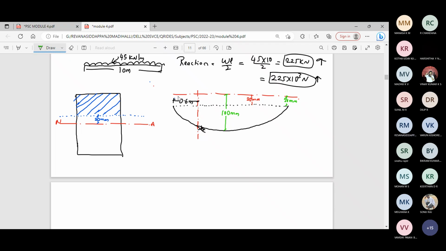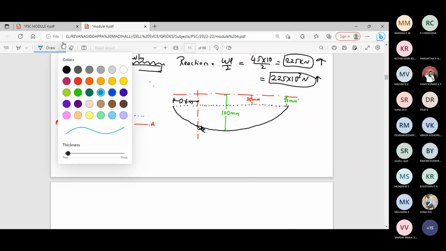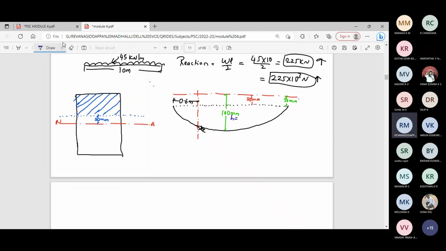Therefore, what will be the height of the cable from this dotted line? Actually, this height is required. H is equal to 100 minus 20, which gives the answer as 80 mm. H is equal to 80 mm.